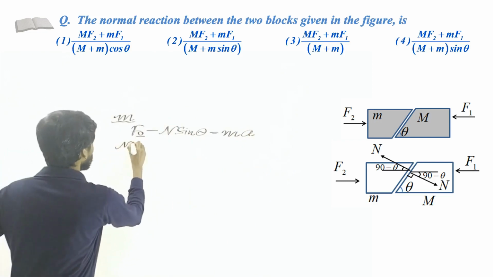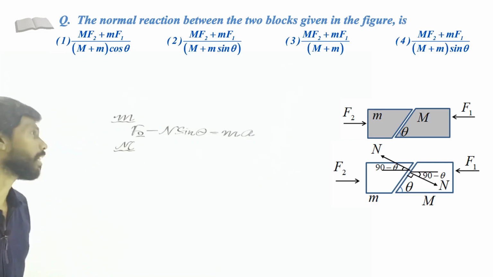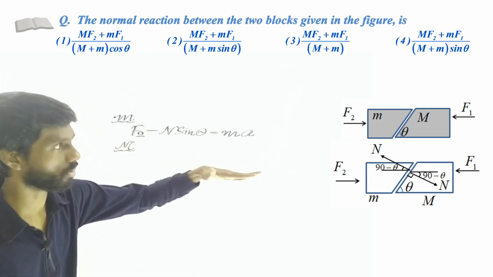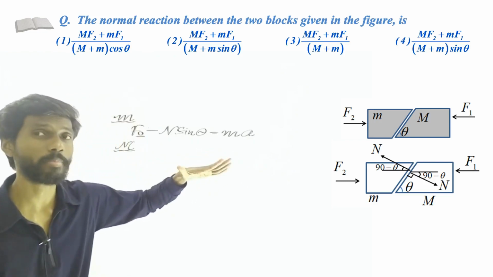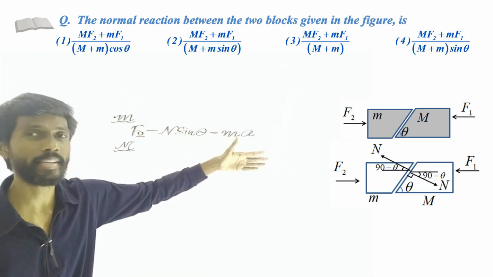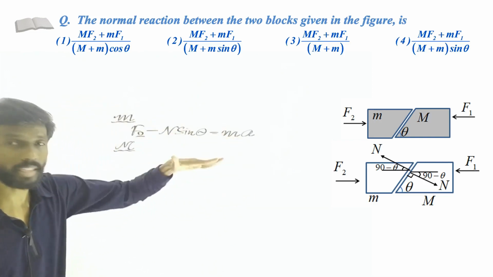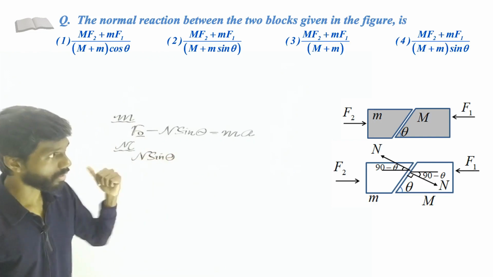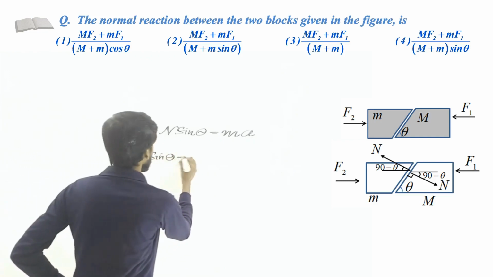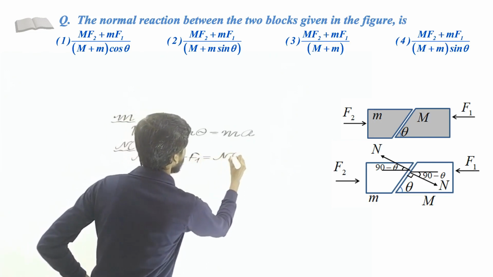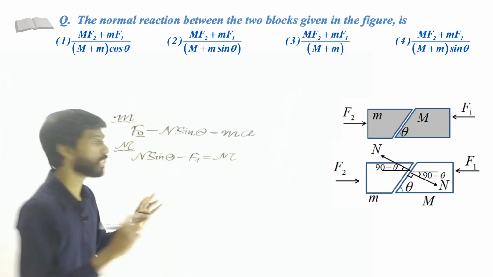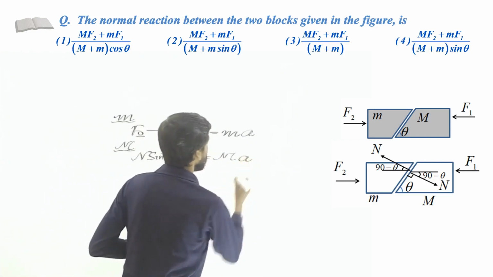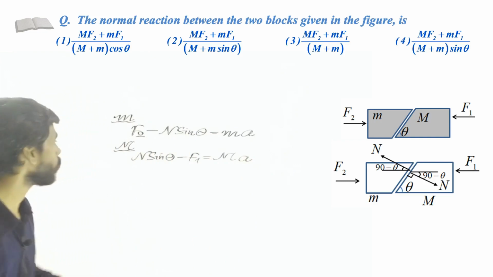Now similarly, we'll write the equation for the other block also. What are the forces acting? This time the object is moving in this direction, so the normal reaction is in the positive direction. What is the component of the normal in the positive direction? N multiplied by sin theta, again because the angle is 90 minus theta. N sin theta acting in this direction. In the opposite direction we have the force F1, so minus F1. That equals the mass of the object multiplied by the same acceleration. The acceleration is the same for both blocks because these two blocks are always moving together. Solving this, we will get our required value.